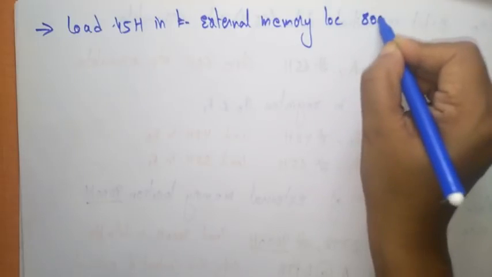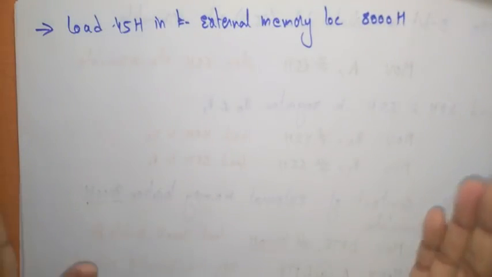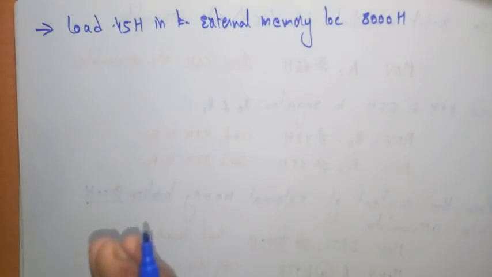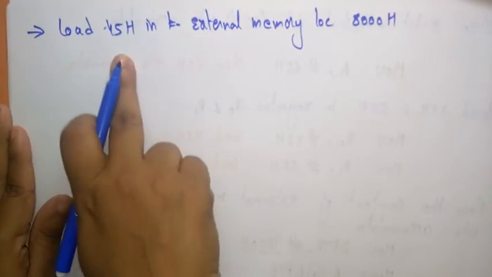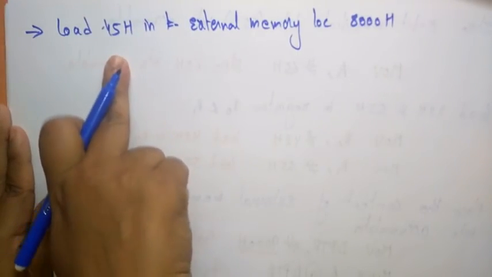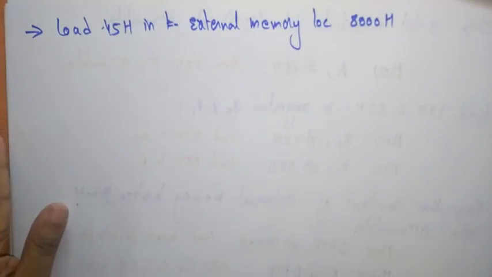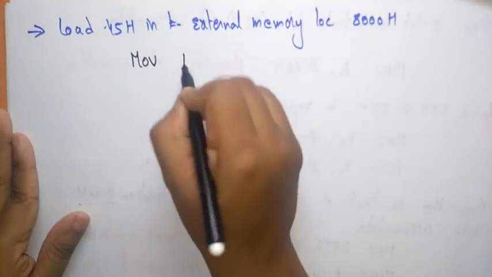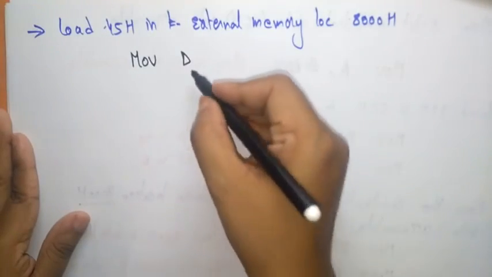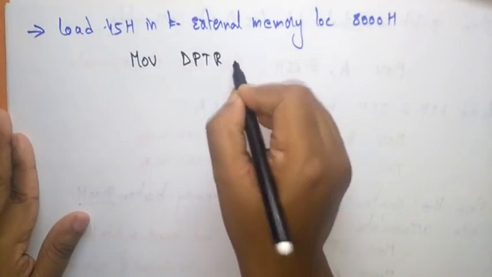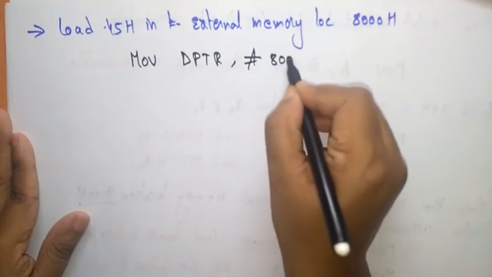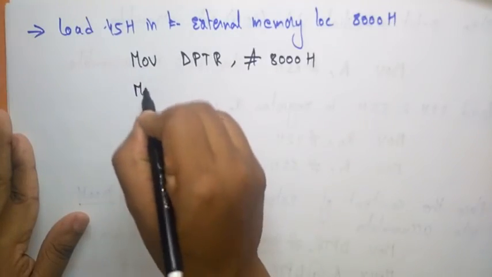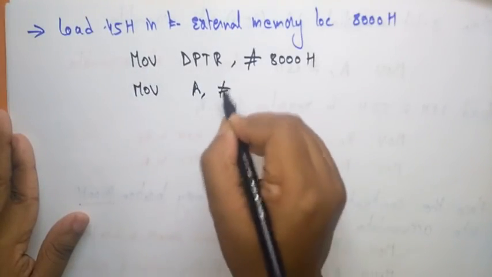location. Let's take 8000H. In the previous video I explained the content of an external memory location moving to the accumulator. Now I want to load the data. What is the data? That 45H has to be stored in 8000H. So for that you need to write, first, move whatever memory location has to be used to the data pointer: MOV DPTR, comma, this immediate address is moving to the data pointer. Now DPTR contains 8000.